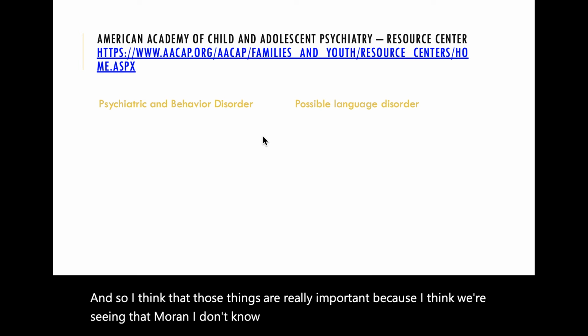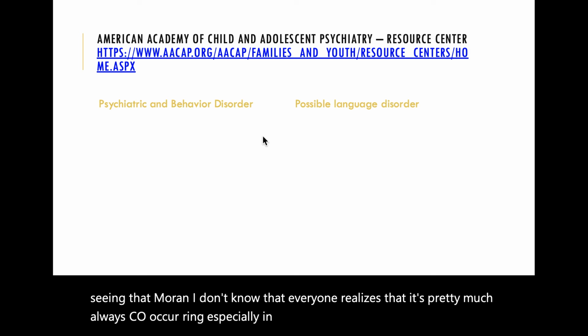Especially talking about anxiety and depression in young children, research shows that if they have one, anxiety or depression, they are most certainly going to have the other. And so I think those things are really important because I think we're seeing that more. And I don't know that everyone realizes that it's pretty much always co-occurring, especially in young children. And that's what the research shows right now. So I want you to look at these.